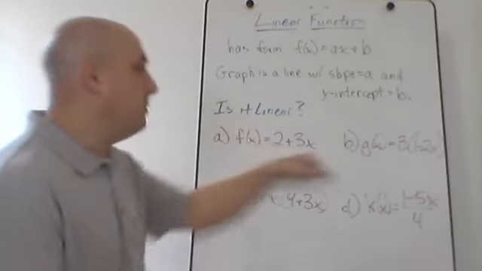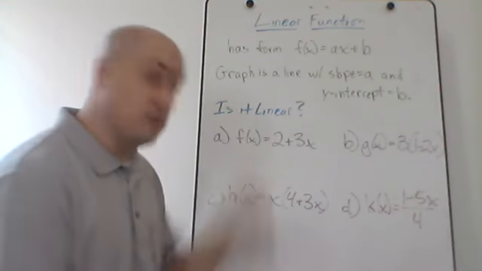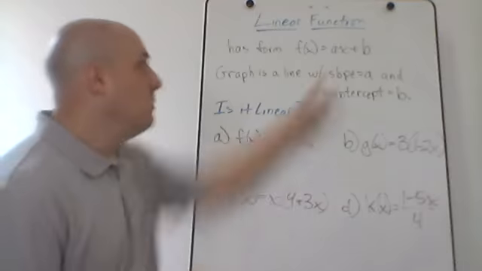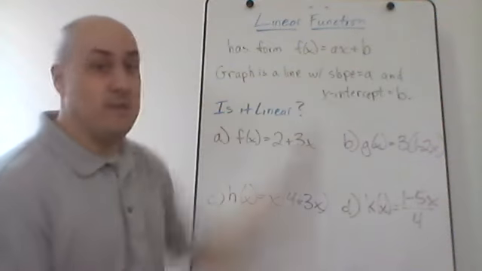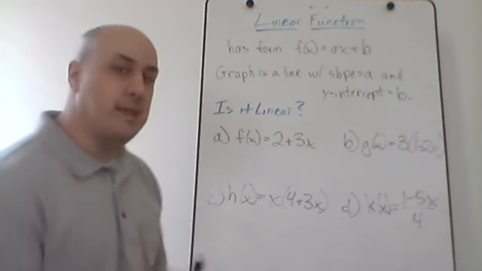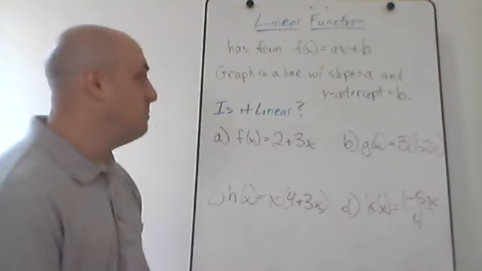All right, so for an example here, we have four functions, and we just want to say whether or not these functions are linear functions. To determine whether or not something is a linear function, we have to be able to write it in this form, f of x equals ax plus b. If we can, it's a linear function. If we can't get it into that form, then it's not a linear function. All right, so the first one, f of x equals 2 plus 3x.